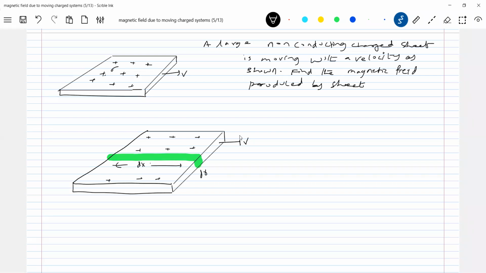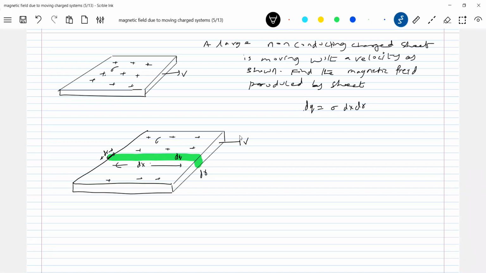Now look at this, how much charge is present? The charge dq, and what is sigma? So how much charge is present, dq? So dq, what can we write here? This can also be dr. This width will be dr, no? So dq, what you can write: sigma into dx into dr. So I'm able to define the charge.